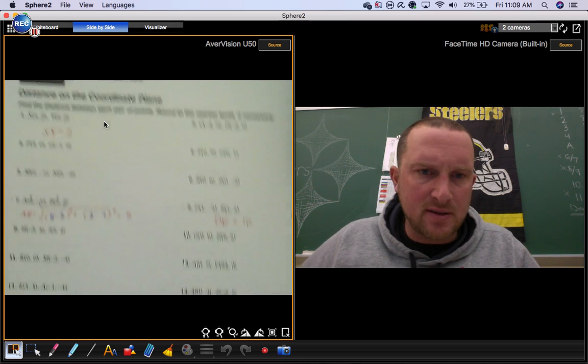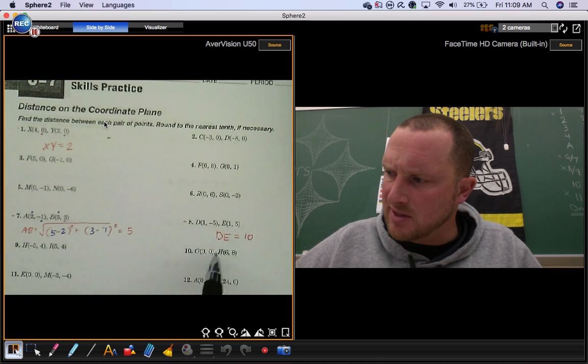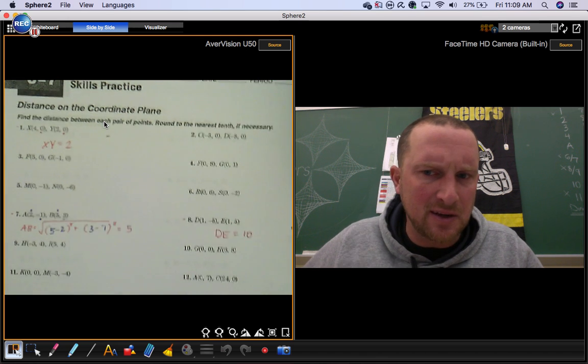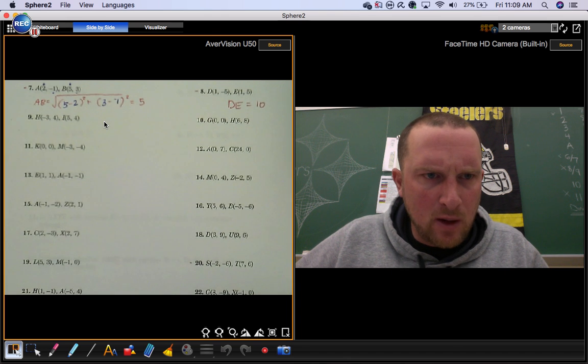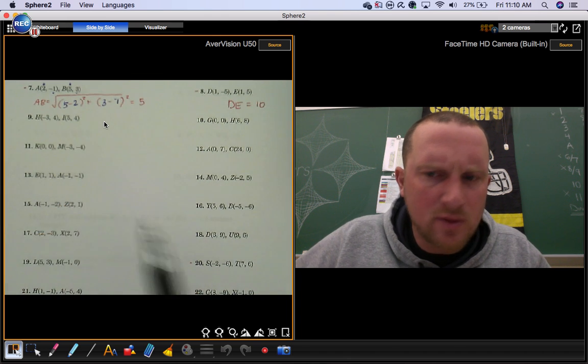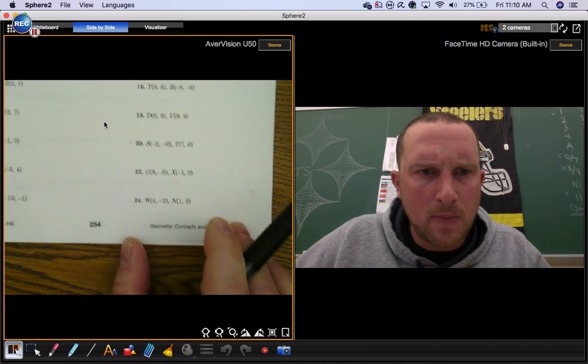The first half of this, I know it looks like there's a lot of problems on here, but the first half of it are problems just like those. So you're just subtracting two numbers. That does not take long. Now, the rest of them are just like this problem. So if you understood this one, you should be able to do the rest of these. There's not much variation there. It's just different numbers. We'll do one more together.